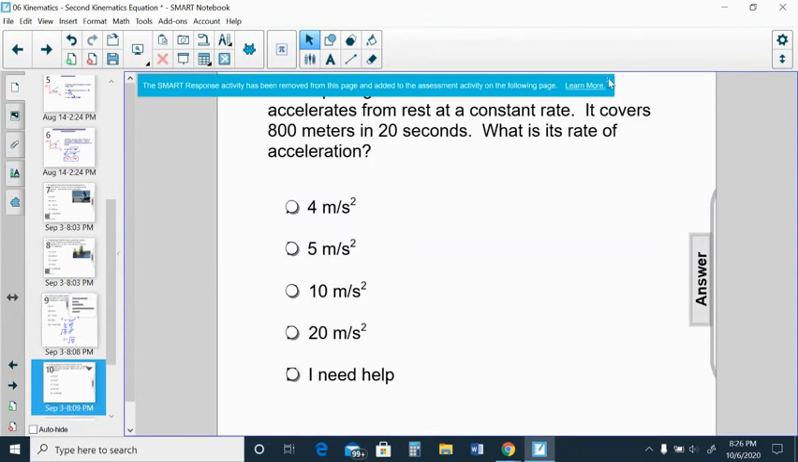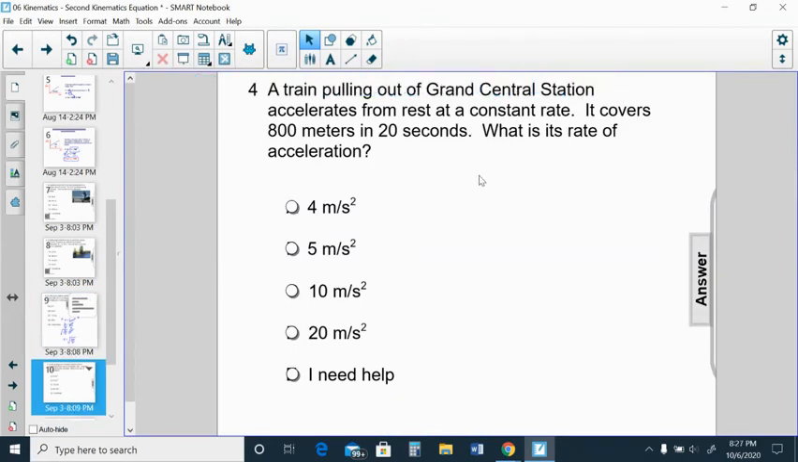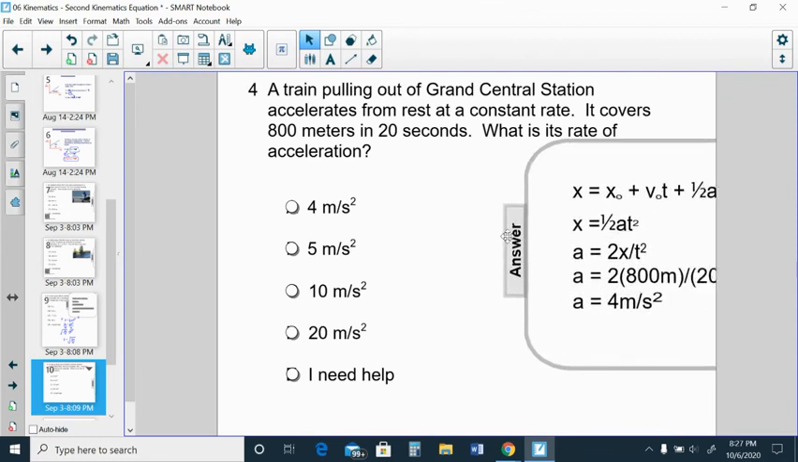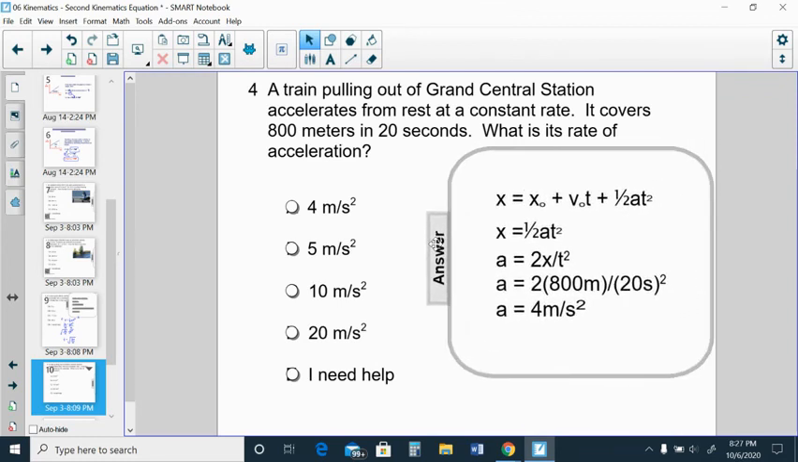Okay, final question here. A train pulling out of Grand Central Station accelerates from rest at a constant rate. It covers 800 meters in 20 seconds. What is its rate of acceleration? Okay, so the answer is 4 meters per second squared.